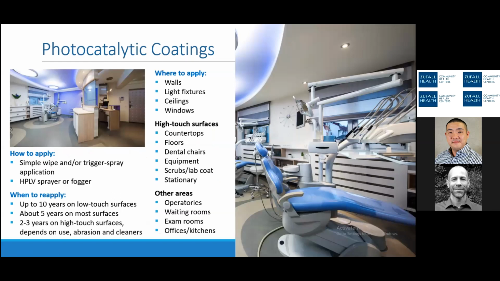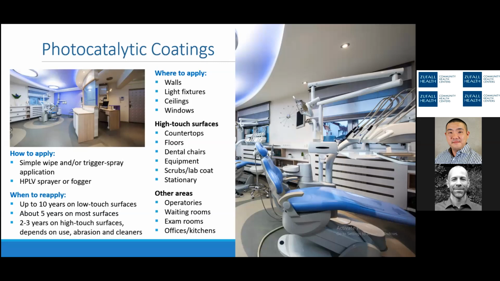Some of the questions might be where to apply this. It can go on the walls, the light fixtures, windows, any area that receives light, especially high touch surfaces, countertops, the dental chairs, equipment. This can also be applied on fabric. So there are essentially numerous areas where it could be applied and useful. It's very easy to apply. You can simply wipe it on or use a trigger spray application.